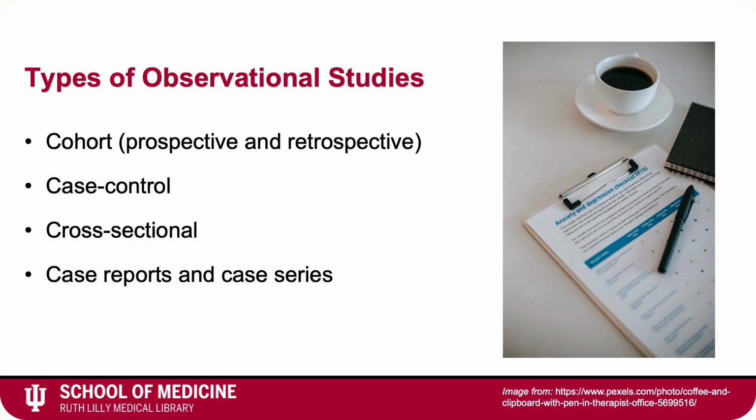We're going to go over these four main types of observational studies: cohort, both prospective and retrospective, the case control, a cross-sectional, and we're going to end talking about case reports and case series. So we'll start with cohort studies.